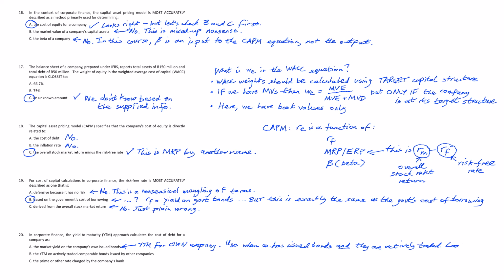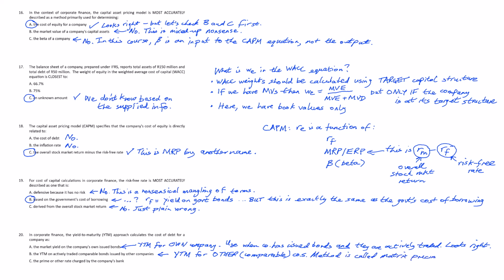So A looks correct to us, but as a check, we will go through B and C and see what, if anything, is wrong with those. For B, we are offered the yield to maturity on actively traded comparable bonds issued by other companies. And I emphasized there the word comparable because that should hopefully remind you that when we are looking at comparable bonds, we are in fact looking at something called matrix pricing.